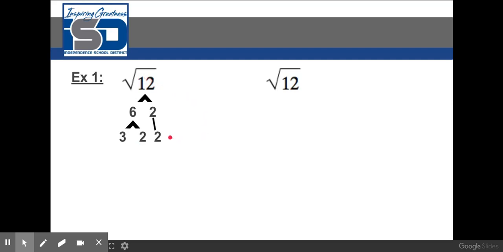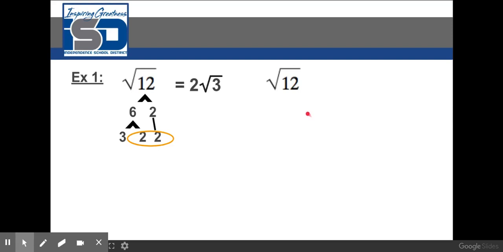Now for us to be able to take a number out of a square root, it has to appear twice. If we look, the 2 appears twice, meaning I can take the value of 2 and set it outside the radical and leave 3 on the inside because there's nothing I can do with it.